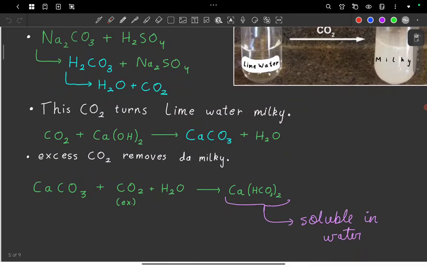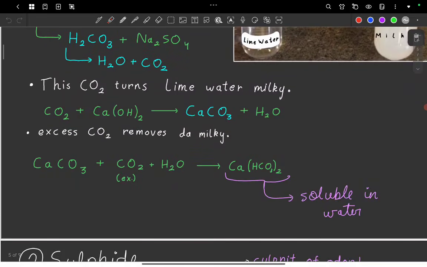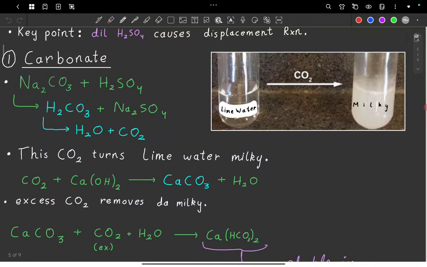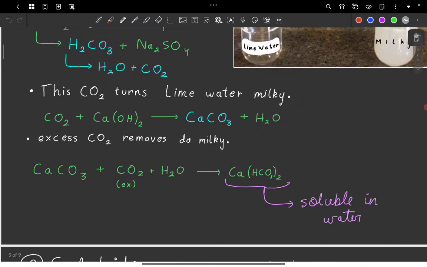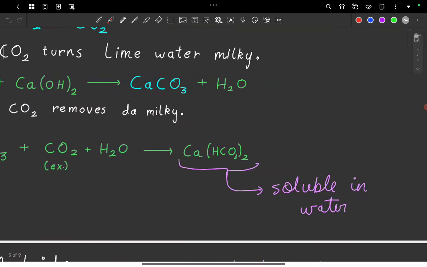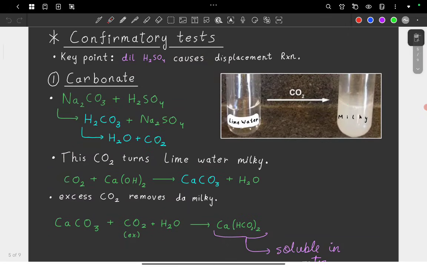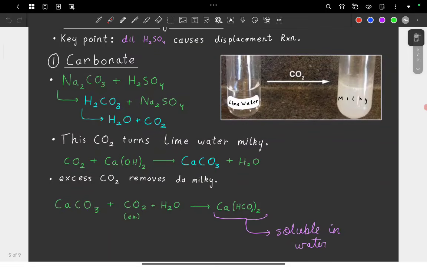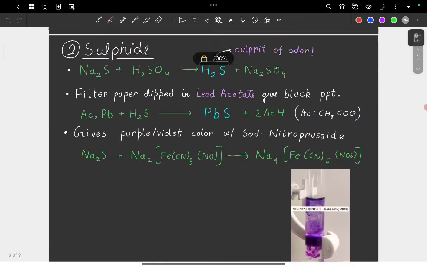But if we want to check for sure, then we should pass more CO2 through the milky solution, and after a certain point the milkiness will disappear and this will revert back to its original state. Why so? Because calcium carbonate, which was the result of our previous reaction, when reacted with excess carbon dioxide in the presence of water, forms calcium bicarbonate. Calcium bicarbonate is soluble in water and hence it does not show any kind of precipitate-like properties. So that was it about the carbonate ion.